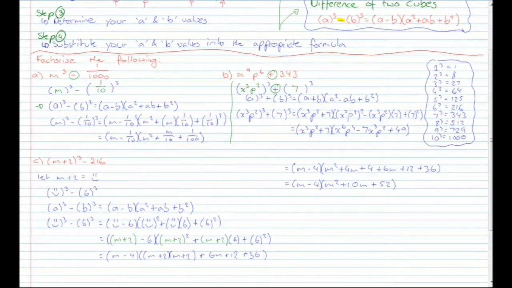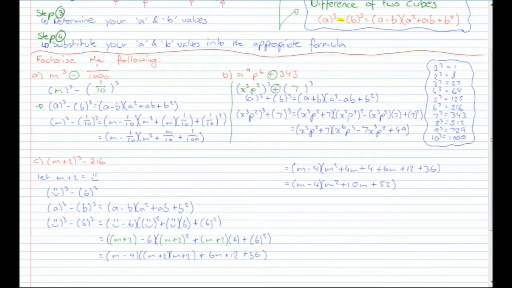Remembering the sum of two cubes is this formula here, not the difference of two cubes, slightly different formula. And then we just substitute in, so our a value being x cubed p to the power of 2 and our b value being 7. So substituting in that now, you've got x cubed p to the power of 2 plus 7, x cubed p squared, and then we square them both, minus x cubed p squared times 7 plus 7 squared.